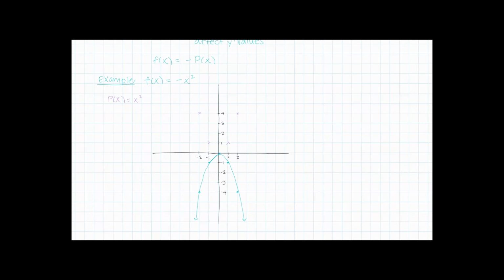And so when we talk about our domain and range, we're still going to be looking at all of our x values for domain. So we're still negative infinity to infinity. But our range here is different because now we're starting at negative infinity and we're going up to and including 0. So the range is now the opposite of what it was ahead of time.